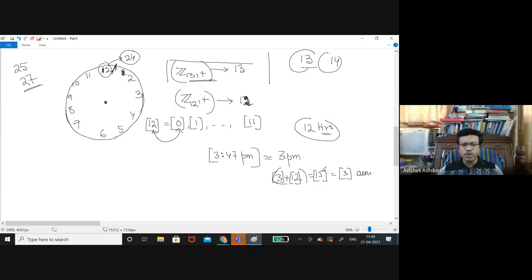But from a group theoretic viewpoint, if I consider this as a class and this is also a class, then the addition of these two is nothing but class 3. So class 3 plus class 12 is nothing but class 3. You can also think of class 12 as class 0. So class 3 plus class 0 is class 3 plus 0 class, equal to class 3. So you can explain the whole thing in a different way.